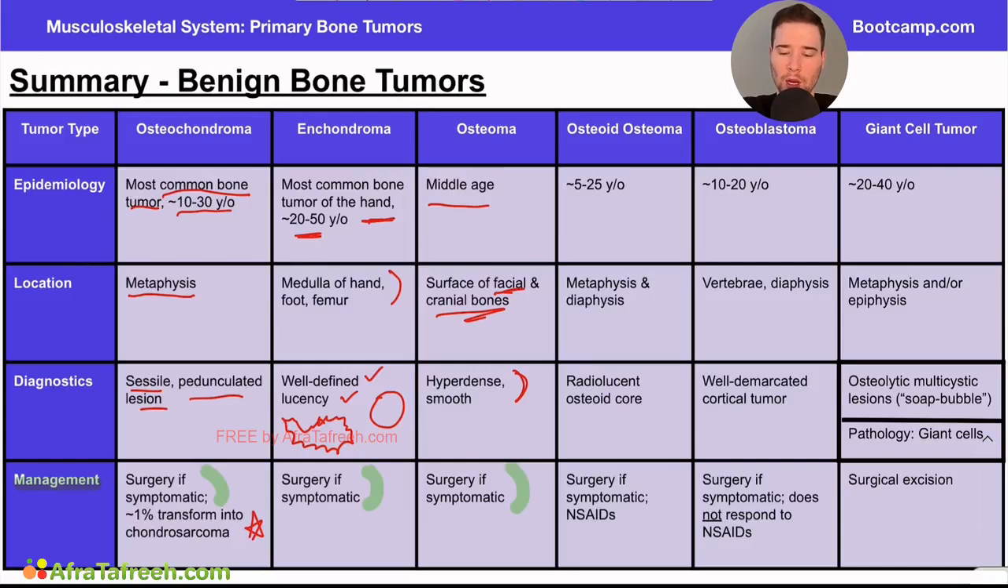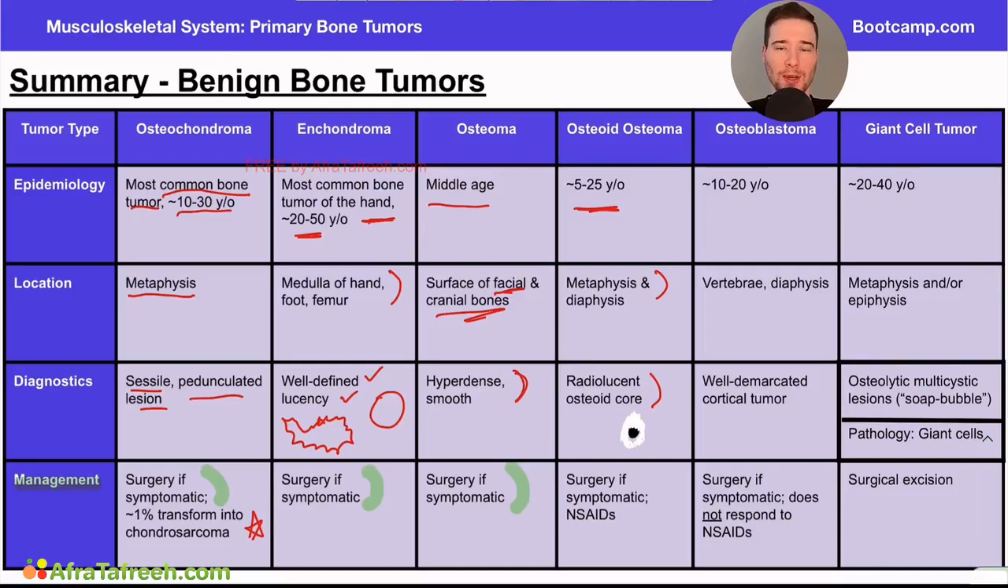Now, moving on to our osteoid osteoma, a little bit of a younger age range here, right? We're talking about 5 to 25-year-olds, going to be seen in the metaphysis or diaphysis. And on diagnostics, it's going to have a radiolucent osteoid core. What this means is there's a radiolucent core that's going to appear kind of dark on the x-ray. It's then going to be surrounded by sclerosis, which gives the osteoid osteoma this kind of classic appearance.